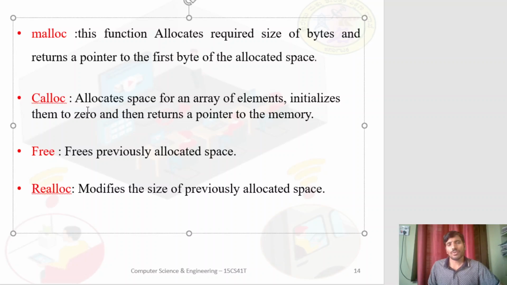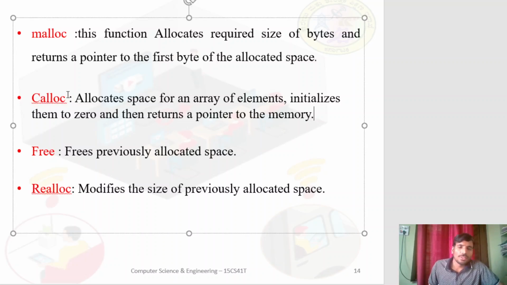What if we require multiple blocks of memory? For example, a two-dimensional array of size 3 by 4. In that case, we use the calloc function. This calloc function allocates space for an array of elements, initializes them to 0, and then returns a pointer to the memory.